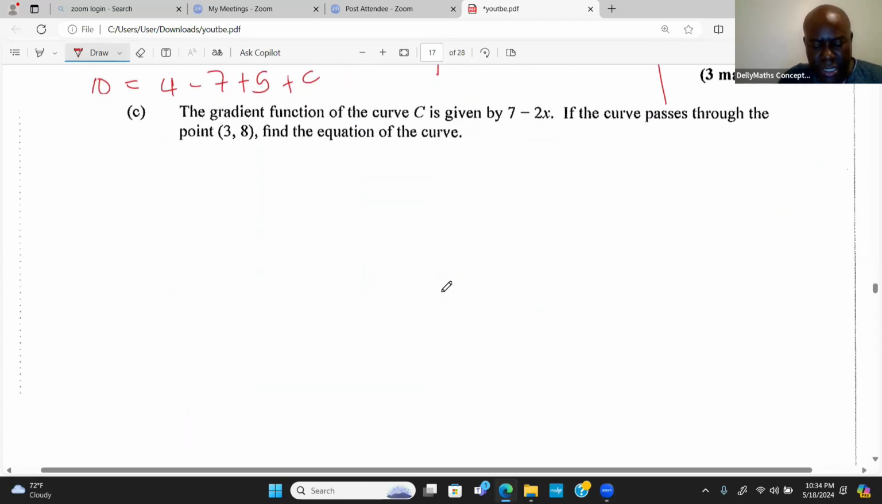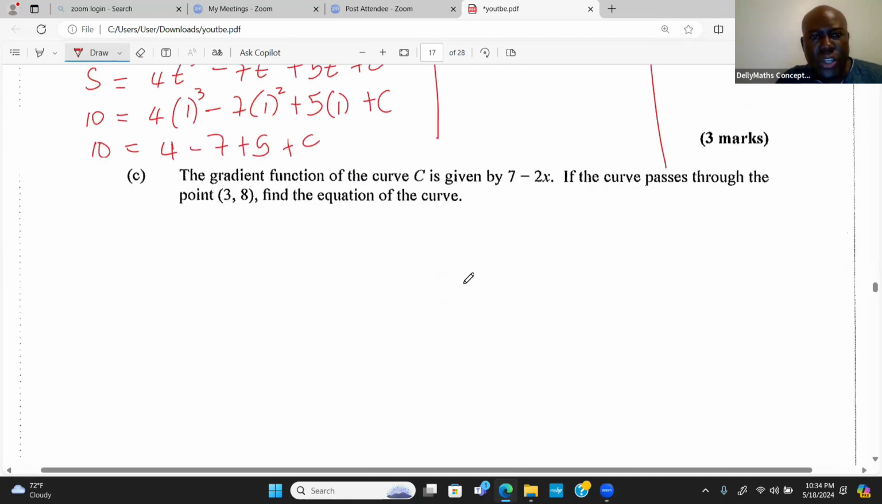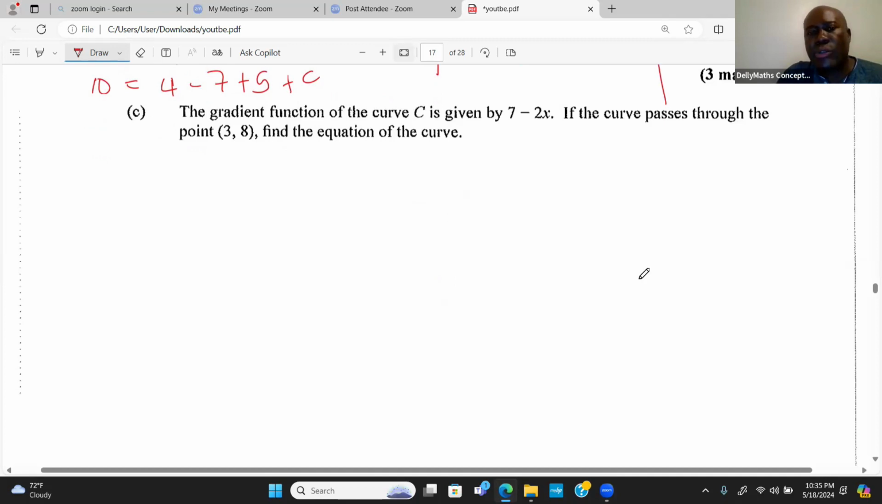Let us see what else. So this is another question. It says the gradient function of the curve C is given as 7 minus 2x. If the curve passes through the point (3, 8), find the equation. In a case like this, we have to understand that the gradient is the derivative already. So we're going to have to integrate, and then after we integrate, we substitute the point to find the constant.